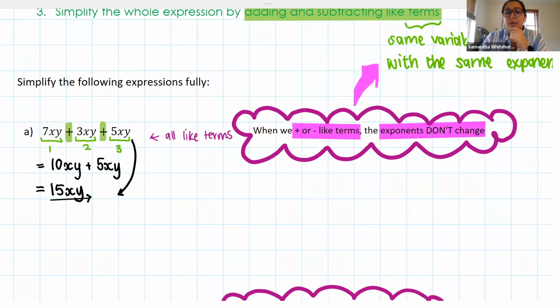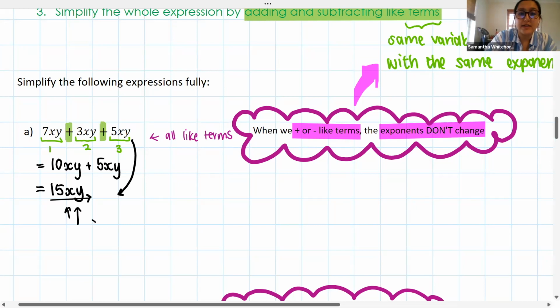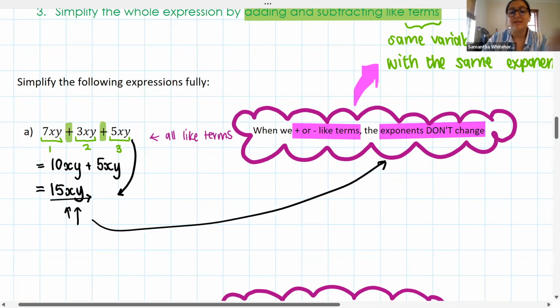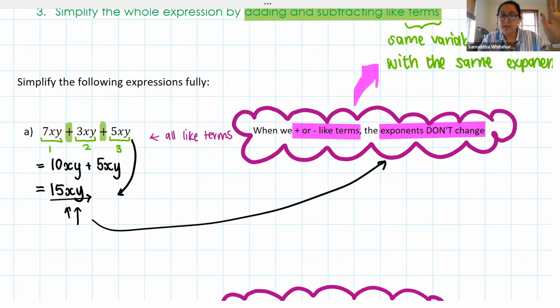Right, so back to my little bubble, please notice how the x and the y stayed exactly the same. The exponents did not change. I started off with xy, I ended off with xy. Nothing changed in terms of my variables and exponents.